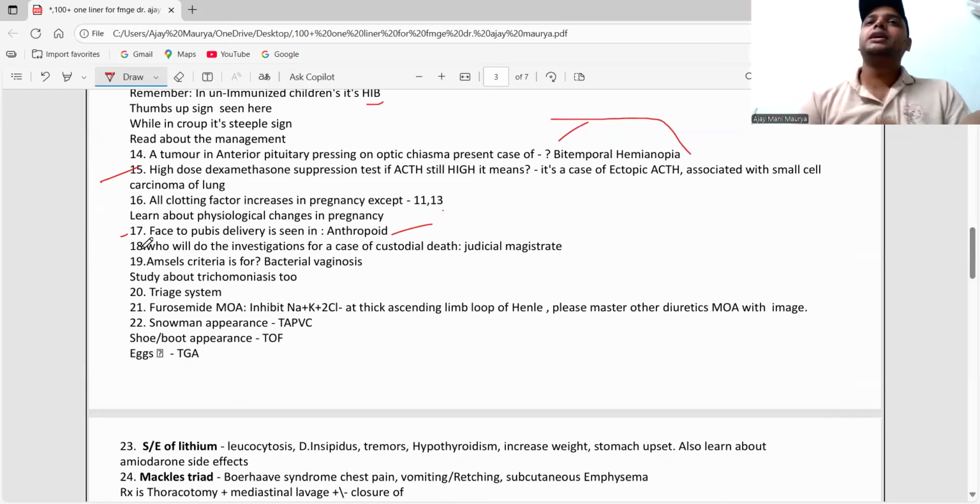This is going to be the judicial magistrate. The executive magistrate will do the exhumation and inquest of death.